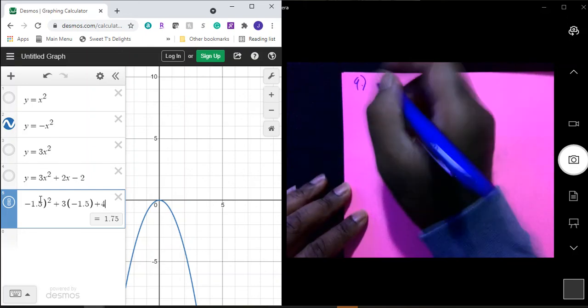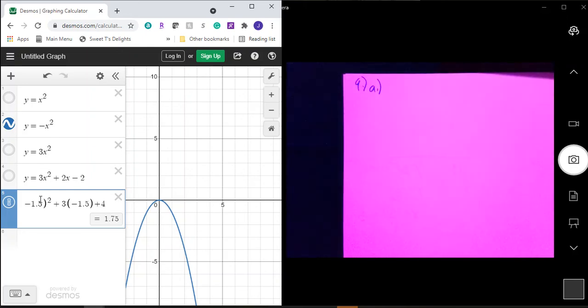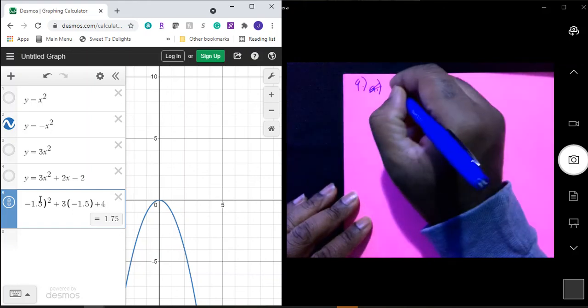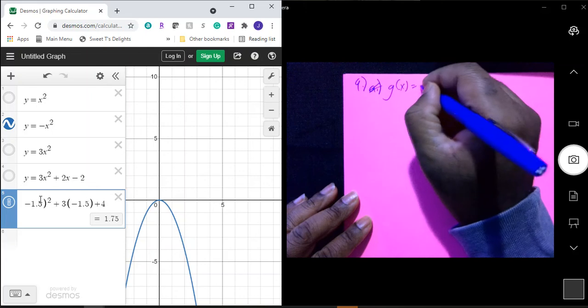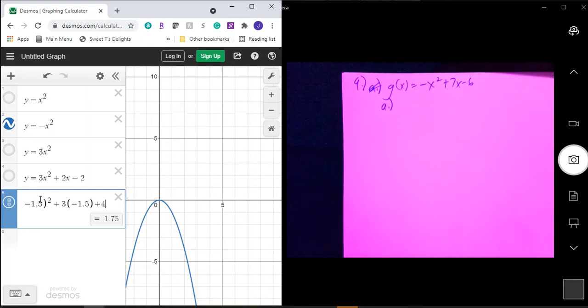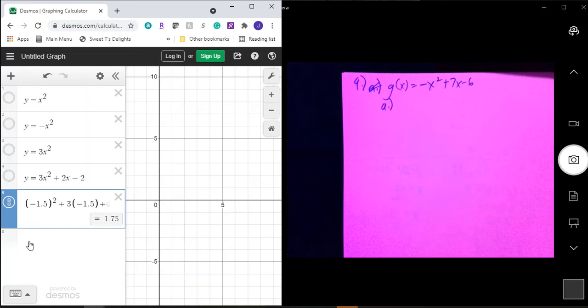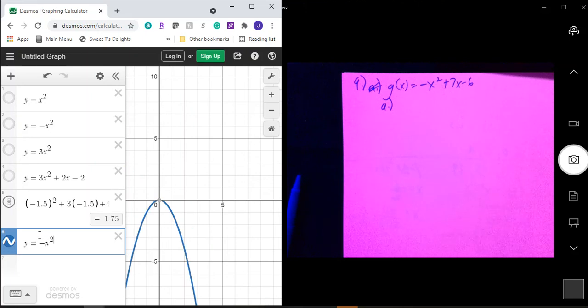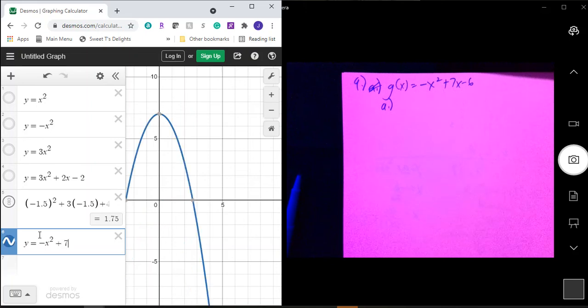Okay, so let's go here to 9A. Well, before we do 9A, let me write the formula. We have g of x is equal to negative x squared plus 7x minus 6. Now A, we want the coordinates of the x-intercept. So let's first type in the equation. Let me turn this off. So we will have y is equal to negative x squared plus 7x minus 6.